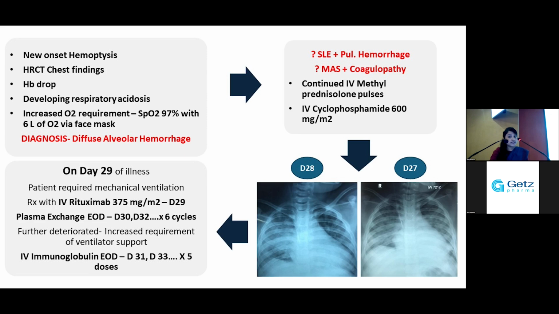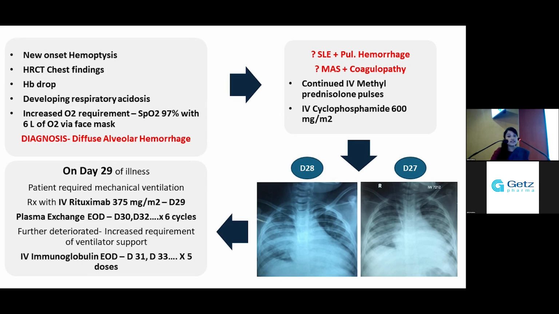And this was his chest X-ray taken on day 27 of the illness. And this was the chest X-ray on day 28. As you can see here, despite the treatment, there is further worsening of the lung shadows. Therefore, on day 29 of the illness, confirming these chest X-ray findings, the patient required mechanical ventilation. And after the literature review, we went ahead with IV rituximab, 1 dose, on day 29. And after combined discussion with the pulmonology team as well, we went ahead with plasma exchange from the following day on an every other day basis for 6 cycles.